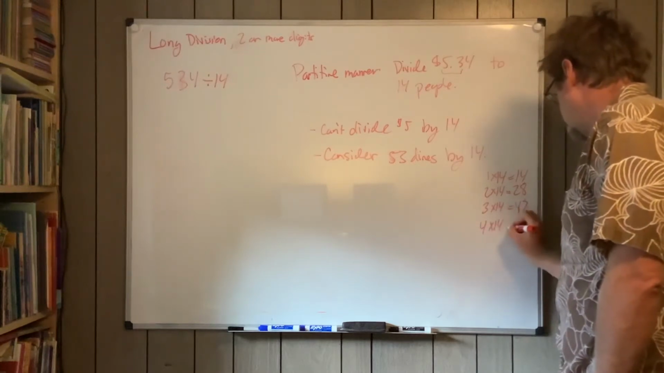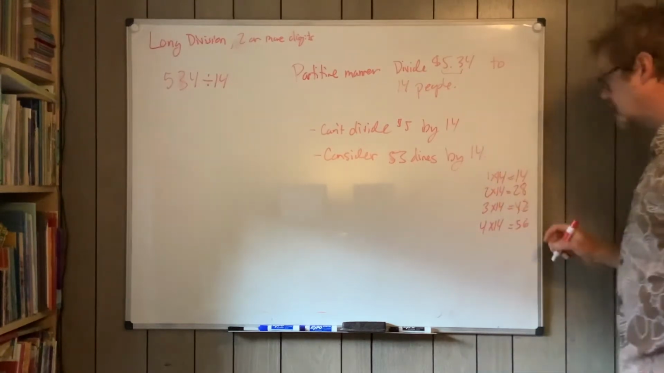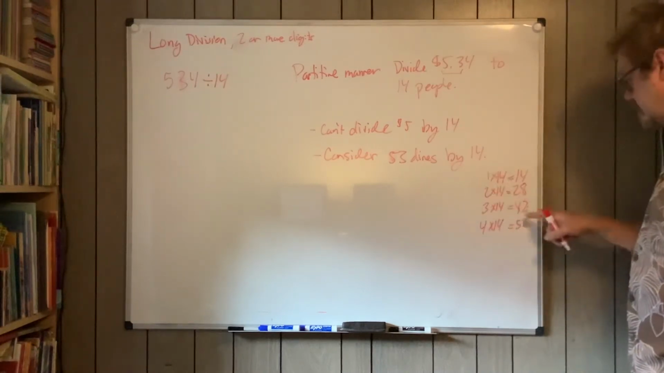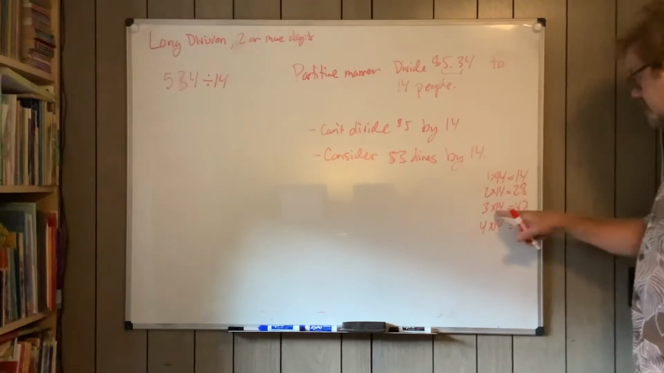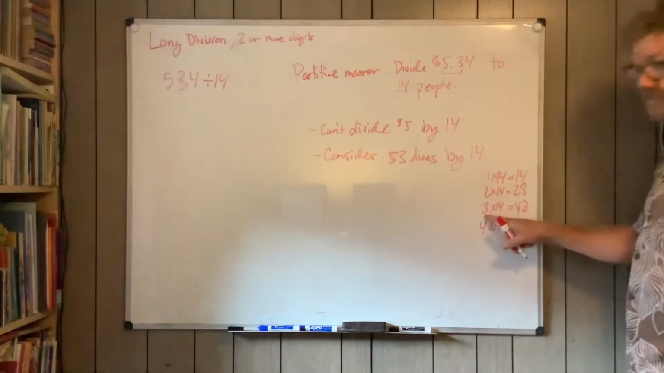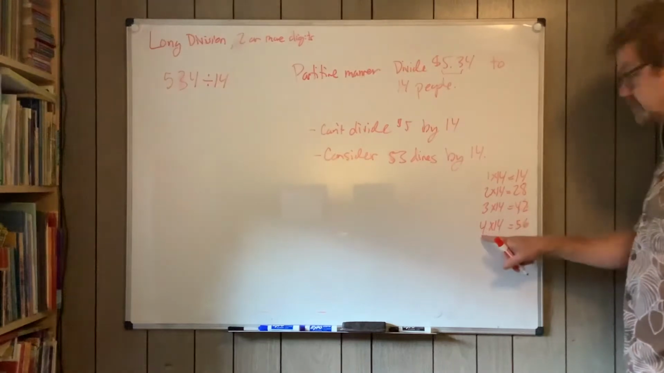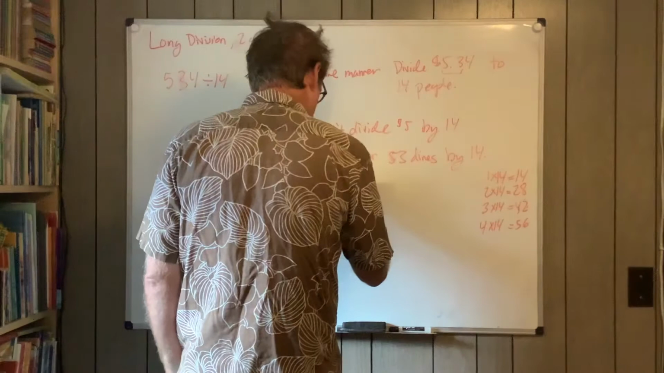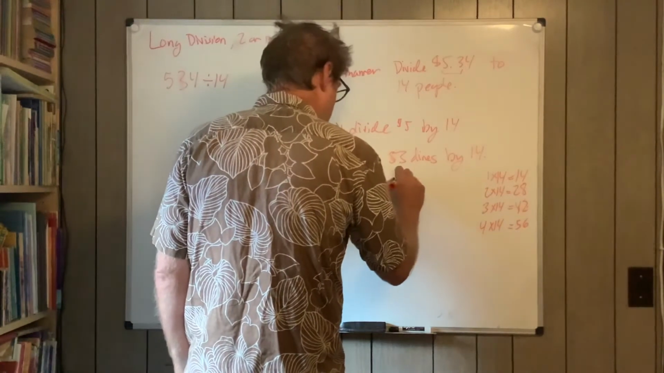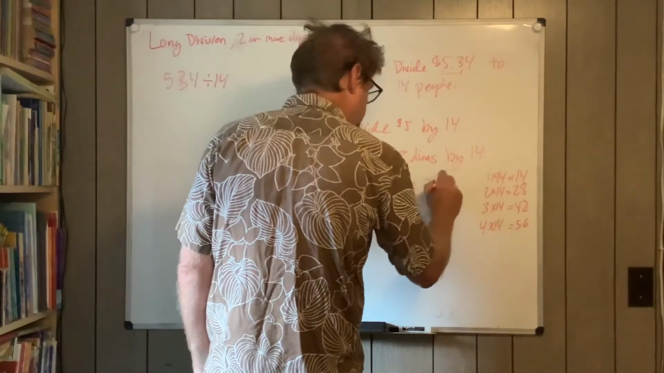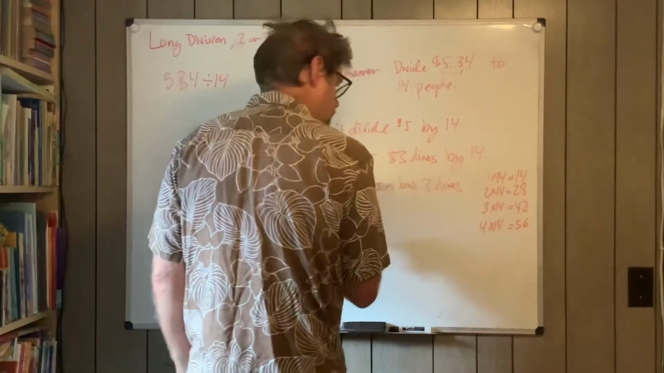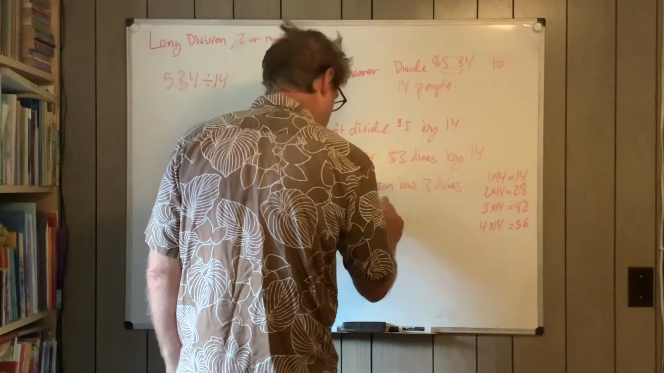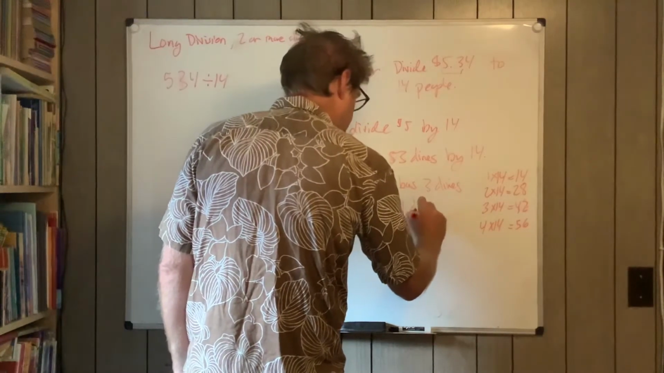4 times 14, now it's 56. I skip counted though, the wrong way. Okay, so we know this falls between each of these. So each person gets 3, and we have enough, but each person can't get 4. Each person has 3 dimes, and then we have 53 minus 42, 11 dimes left.